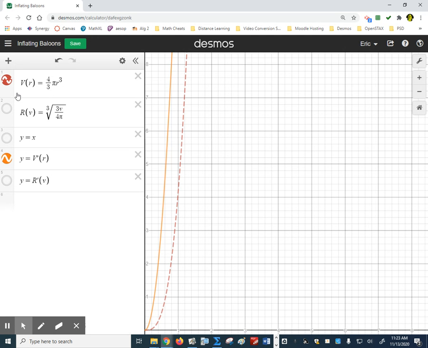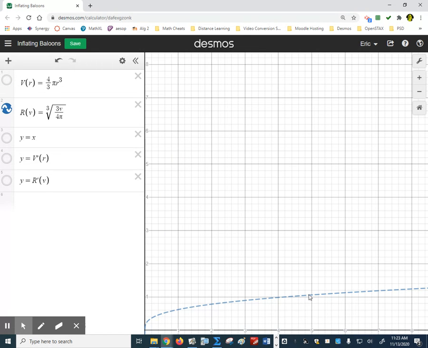But what we want to do is look at this backwards. We want to look at radius as a function of volume. So let's do that. If I input a certain volume, then what's the radius of the balloon going to be, right? So when the volume is 4, the radius is about 1. When the volume is 6, it's just a little bit bigger than 1, okay?